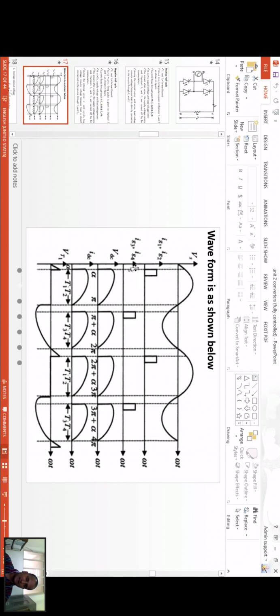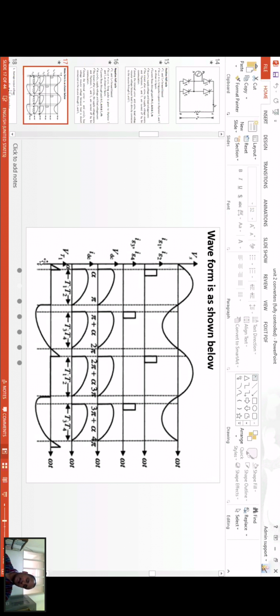During the negative half cycle, thyristors T3 and T4 are fired. It means that gate currents IG3 and IG4 are given here. So this is the DC output voltage during the positive half cycle. The output DC voltage is from alpha to pi. During the negative half cycle, it is from pi plus alpha to 2 pi. This is similar, and the output DC voltage and output DC current can be seen through this.